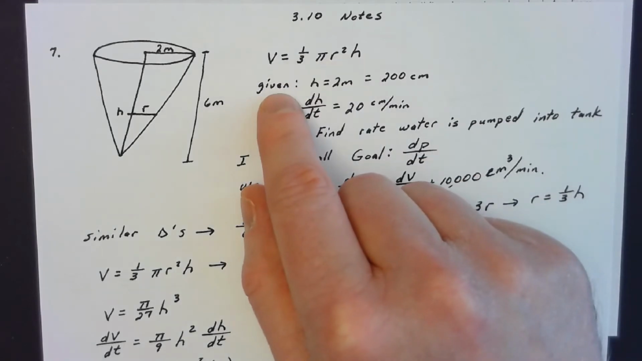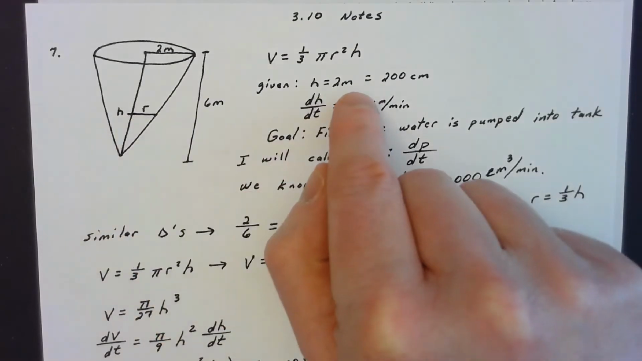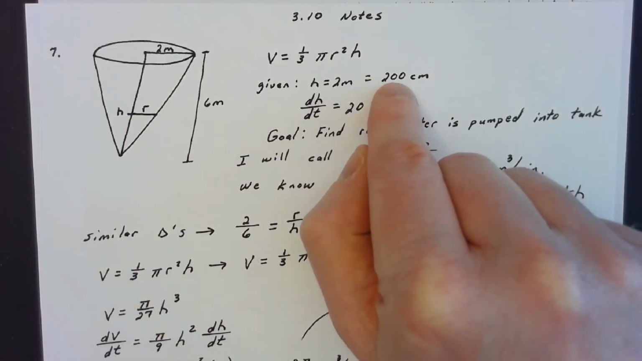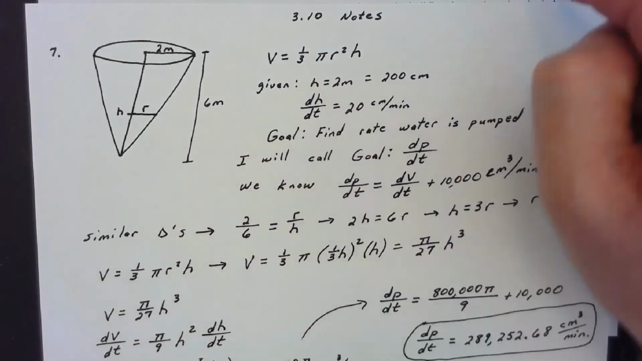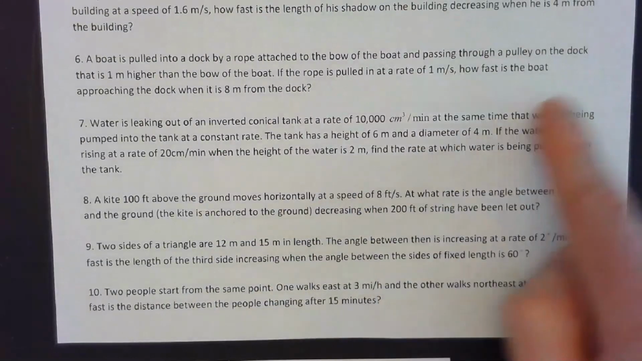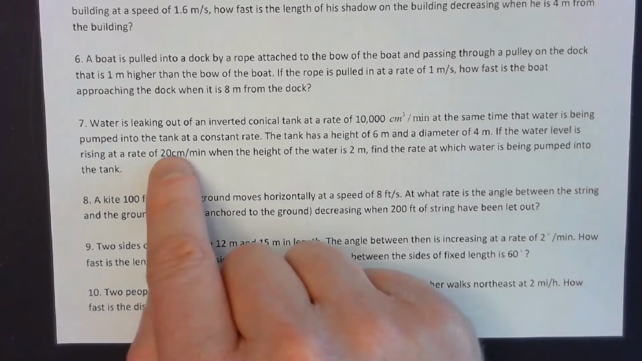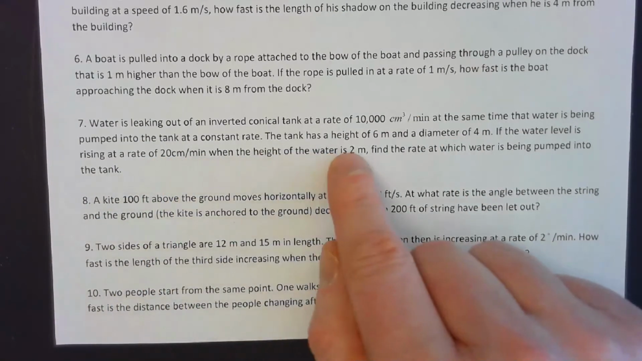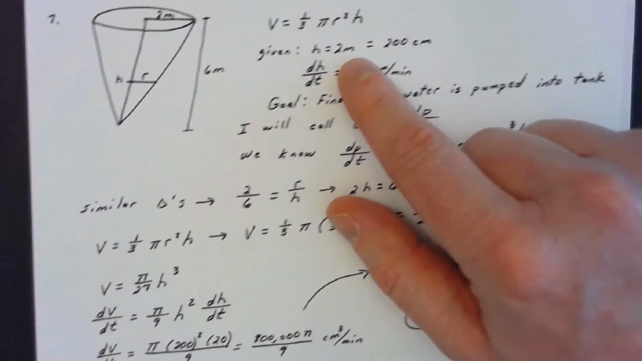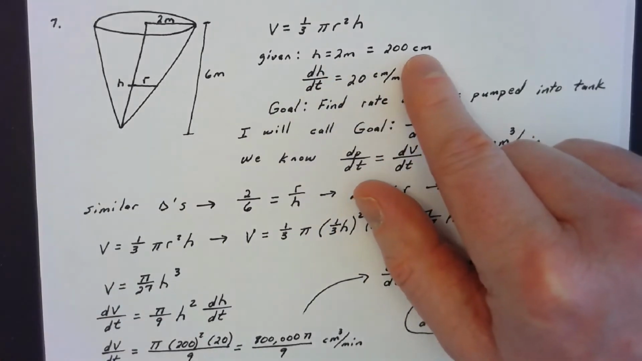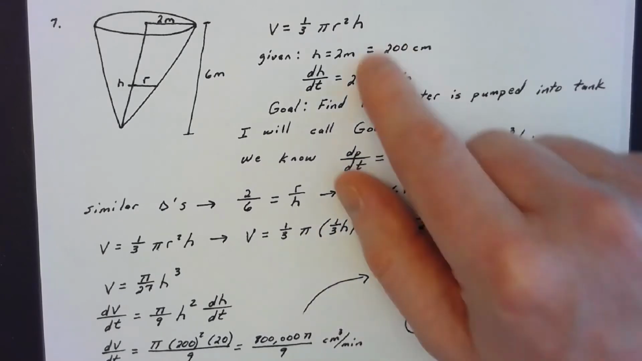Now, in this problem, we were told that the point of interest was when the height was 2 meters. I went ahead and converted that to 200 centimeters for the simple purpose that it said in the problem that the height was changing at a rate. So notice the water is being pumped in such that the water level is rising at a rate of 20 centimeters per minute when the water level is 2 meters. So the height of interest is 2 meters, which is 200 centimeters, and it's changing at a rate of 20 centimeters per minute. So this was given in the problem.